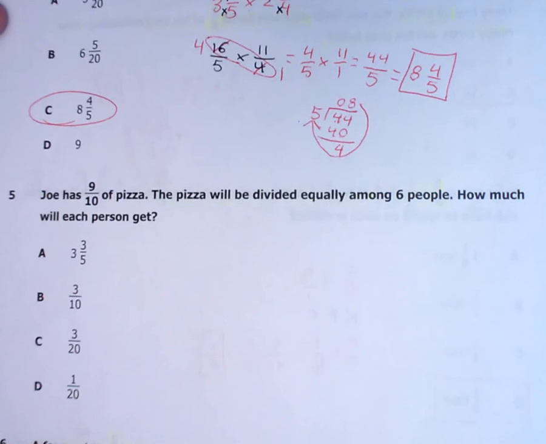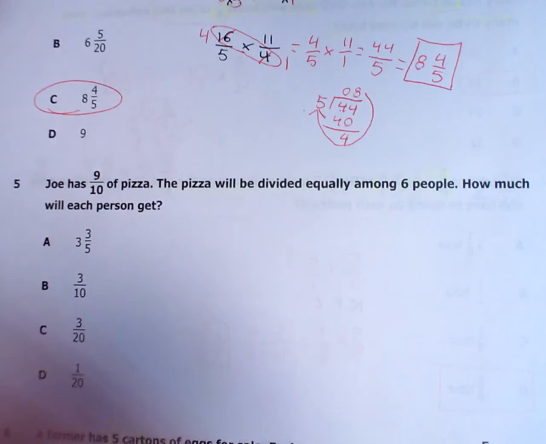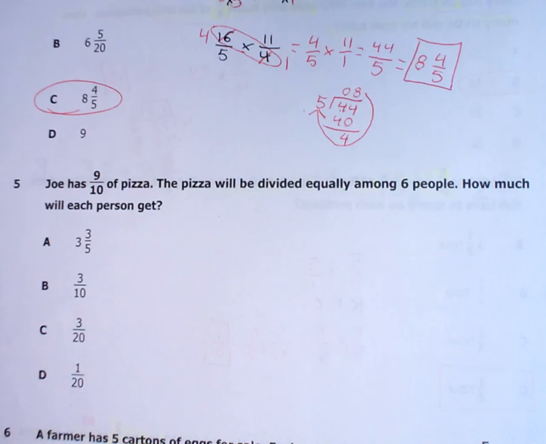All right, I'll leave it up on the screen so you can copy it. In the meantime, I'm going to go on to number 5. Joe has 9/10 of a pizza. Joe also can't write. All right, so 9/10 of a pizza, and then the pizza will be divided equally among 6 people. How much will each person get?